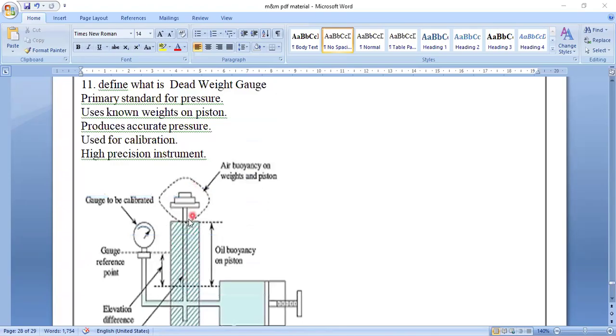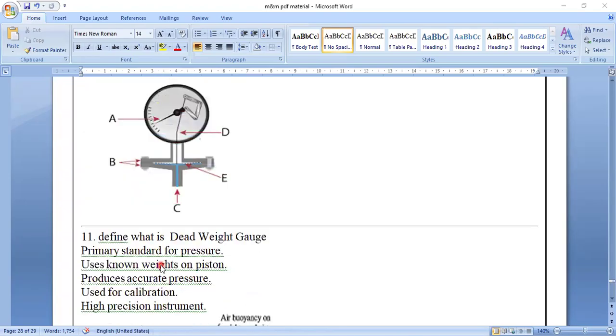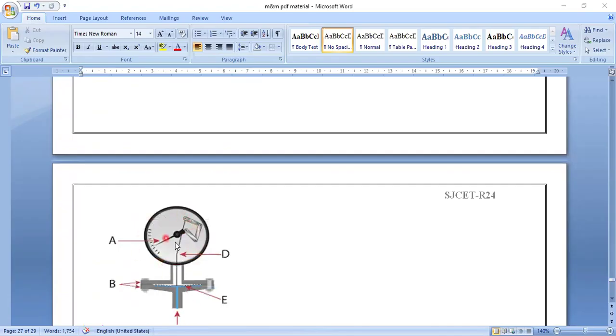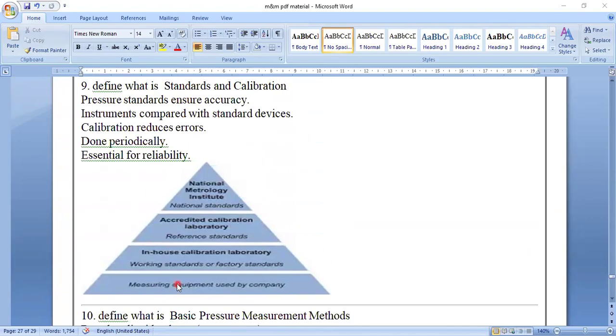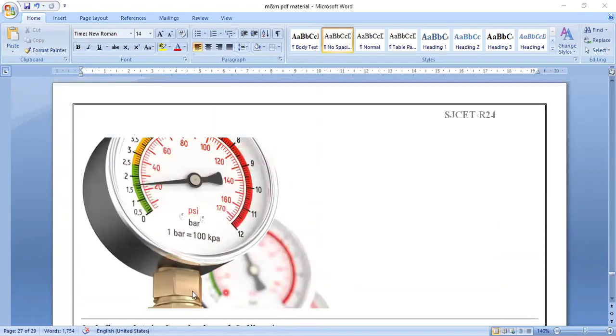which is used for lifts. This dead weight is kept on the liquid, and the liquid is read. This is generally a dial gauge which reads the pressures. We have some standard calibrations. As I told you, it measures inside the gas or liquid.